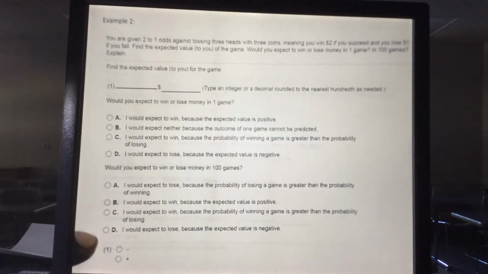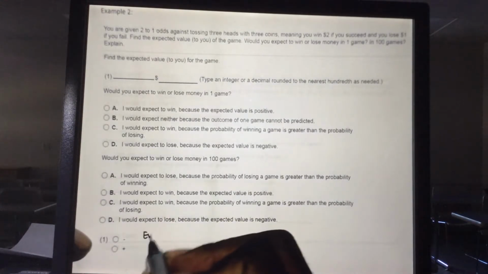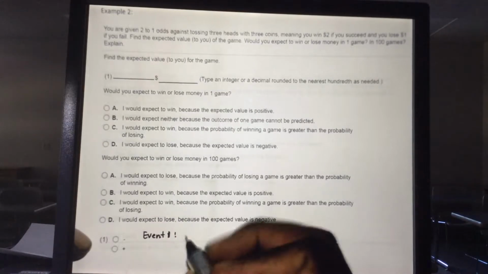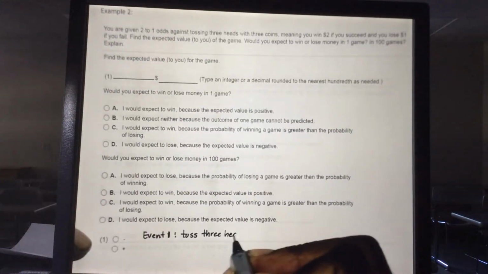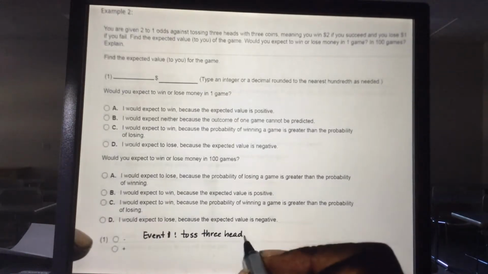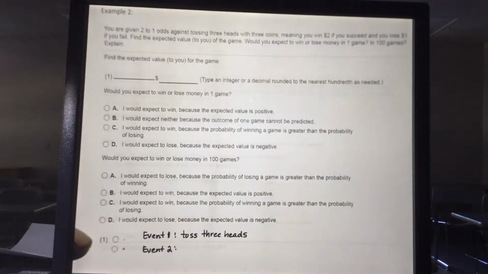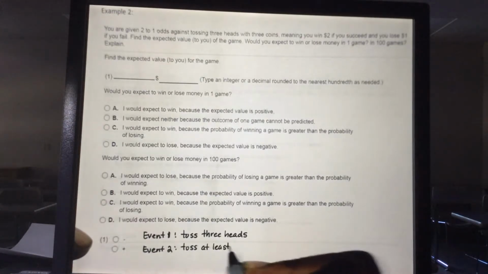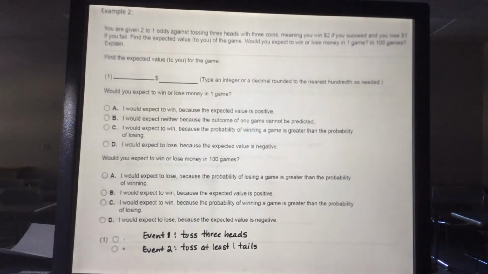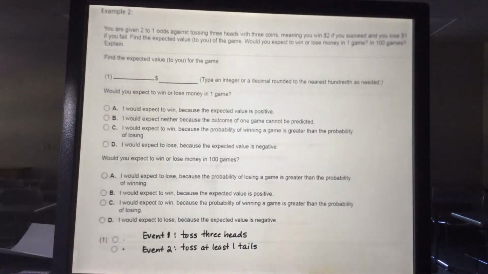There are a couple of events here. Now I'm going to do the work at the bottom here. Your first event, event number 1, will be to toss 3 heads. And then the second event, let's say you fail to toss 3 heads. Let's say you toss at least 1 tail. Those two are complements of each other. Tossing 3 heads means you're tossing no tails. This one is tossing at least 1 tail.